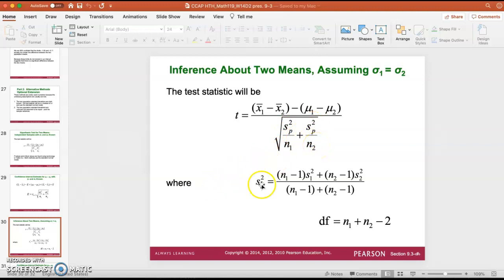Now here, to find the pooled sample variance, you take the first sample's degrees of freedom multiplied by its variance plus the second sample's degrees of freedom multiplied by its variance. All of that's divided by both degrees of freedom added up. And then when you actually look up the t-score value, you'd use degrees of freedom, both sample sizes added together, then minus 2.